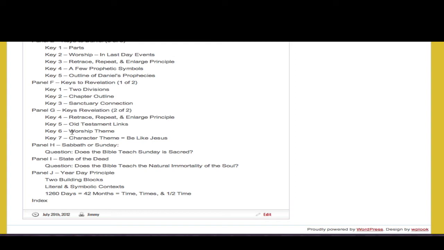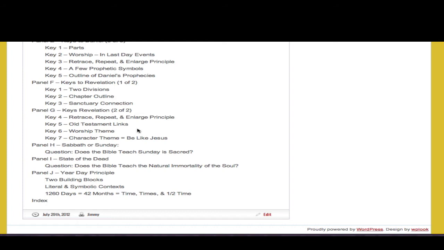Key 5 is Old Testament links. In other words, John will point his readers back to an example in the Old Testament, say the fire coming down from heaven at Elijah's time, to look at issues there, then bring them forward to the calling of fire down out of heaven in Revelation 13, 11 through 18.